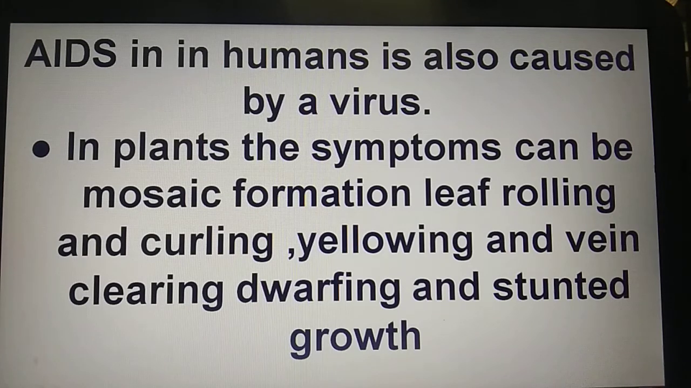Now students, in AIDS there is a term called syndrome. Syndrome basically is nothing but a combination of several diseases. Now students, in plants, the symptoms can be mosaic formation, leaf rolling and curling, yellowing and vein clearing, dwarfing and stunted growth.